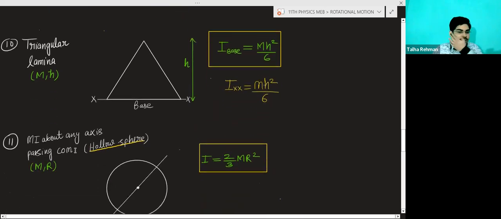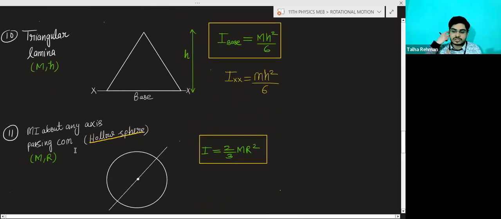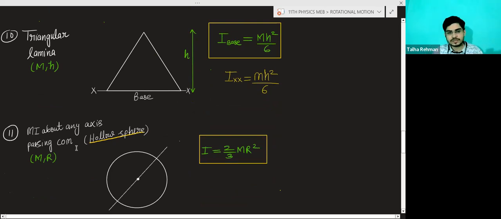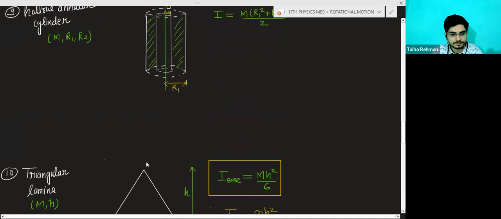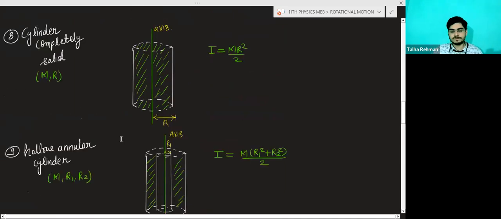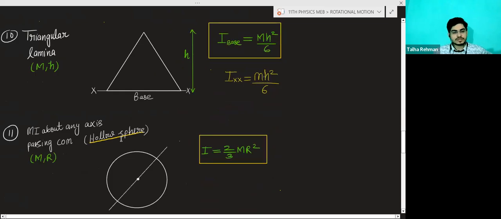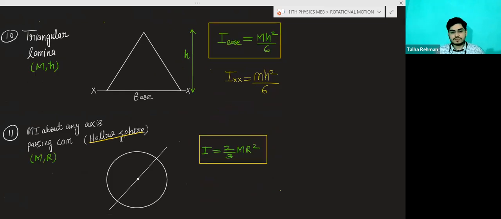Now after that, we will discuss the three-dimensional bodies, like the sphere. The cylinder is also a three-dimensional body. So the sphere, the hollow sphere, like a rubber cricket ball, is a type of hollow sphere.